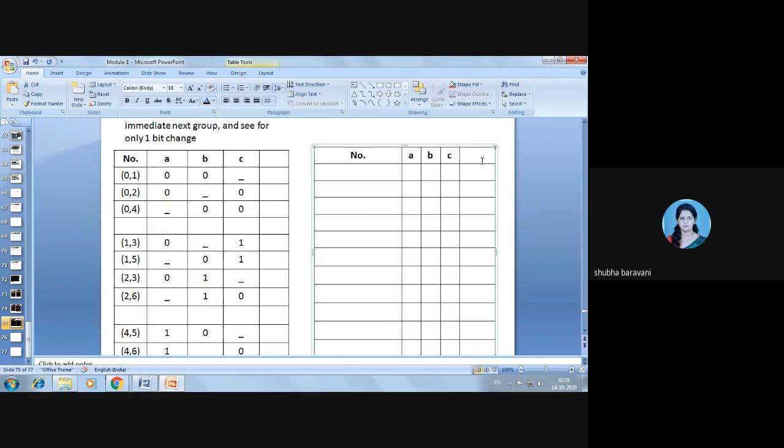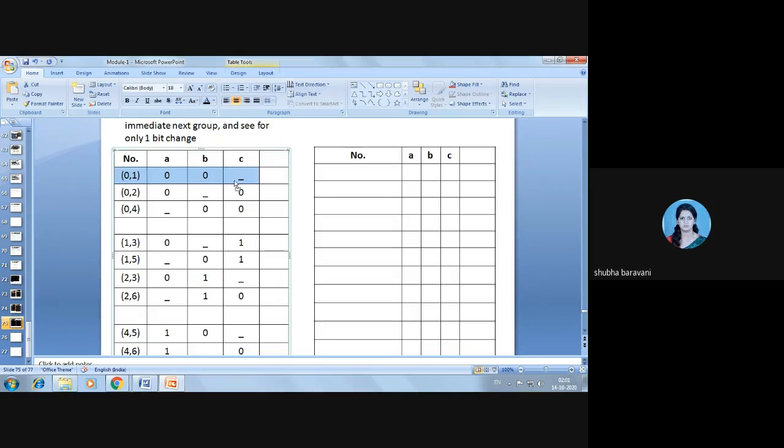Okay, so right. What I'll do, I'll compare 0 1 with 1 3 first. See 0 1 here is 0 0 dash. Okay, and 1 3 is 0 dash 1. Okay, so if this is the case, then I cannot compare 0 1 and 1 3. Okay, 0 1 and 1 3 will not work. Okay, next 0 1 and 1 5, see. 0 1 and 1 5.